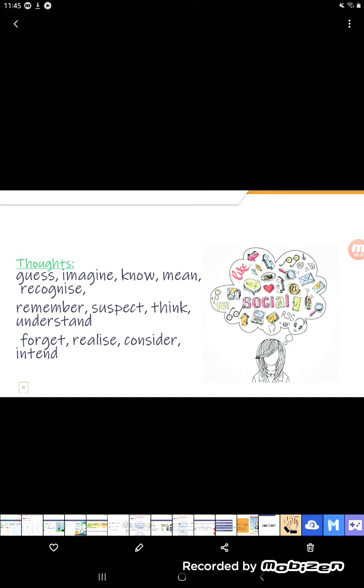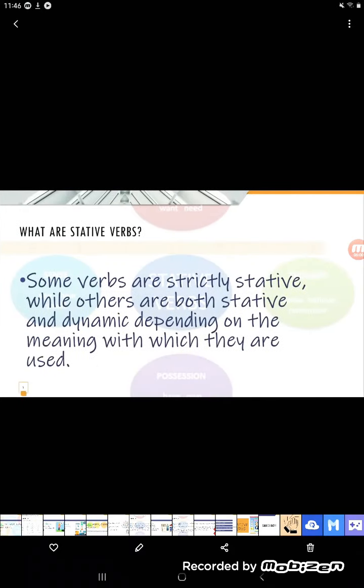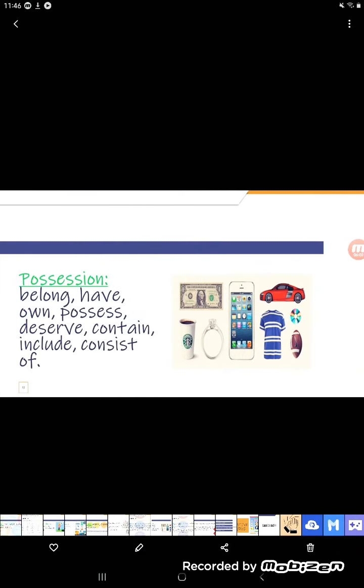Some more words, the words that denote thoughts, such as guess, imagine, know, mean, recognize, remember, suspect, think, understand, forget, realize, consider, intend, etc. If you can see, these are all again strictly stative. As you move up the ladder, the complexity of words increases, and you can't use such profound words related to thoughts in a dynamic form. These are only stative.